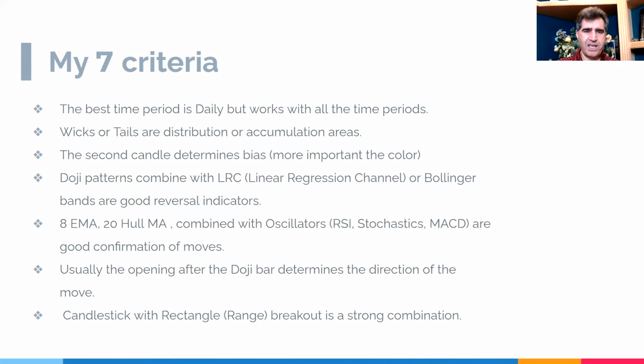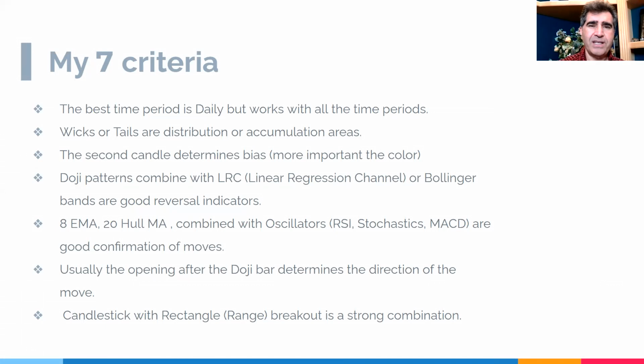the 7 criteria that I use for candlesticks. Number 1, the best time period. If you're using candlesticks visually, I found it's daily. That's what the rice traders used. They weren't day trading. At the end of the day, they just wanted to see where they stood. And I found out that daily gives us a very good indication.